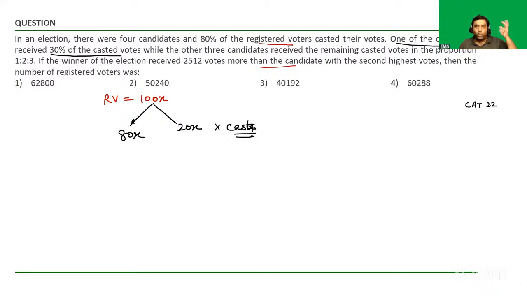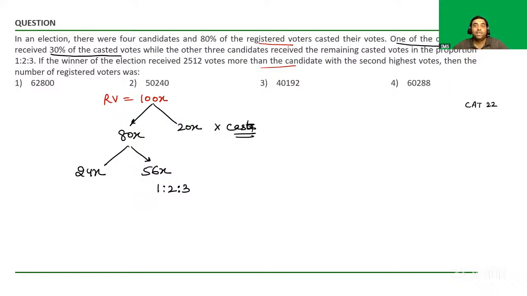I hope we all are well versed with these reciprocals and calculating percentages, which gives me 24x, the votes given to one of the candidates, which is 30% of 80x. And now when I talk about the remaining 56x, these 56x are the votes given to the remaining 3 in the ratio 1:2:3. So 56x is divided in the ratio 1:2:3.